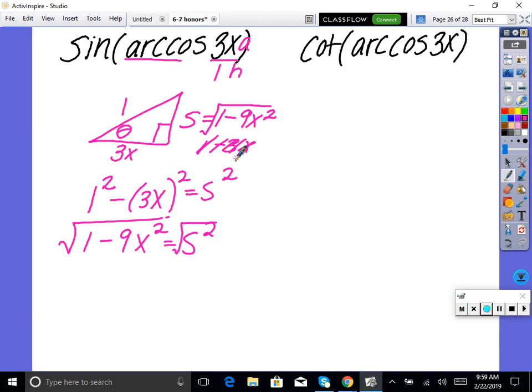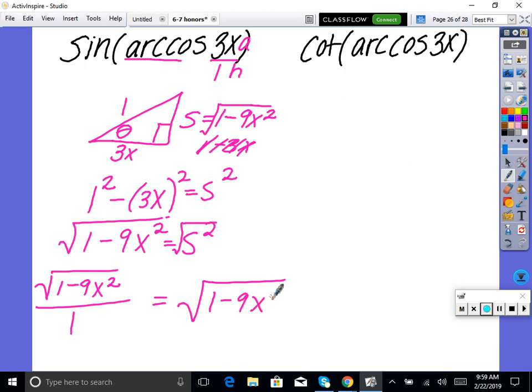Okay, now find the sine. Sine is opposite over hypotenuse, so that over that. So we do the square root of 1 minus 9x squared over 1. So your final answer is the square root of 1 minus 9x squared. The math didn't change. There was just a variable thrown in.